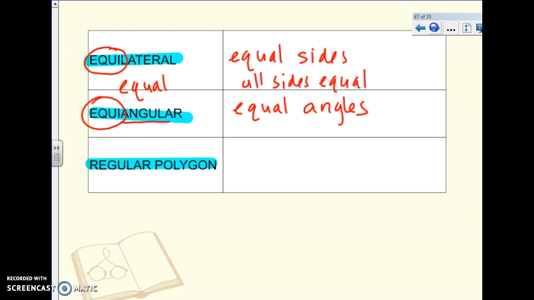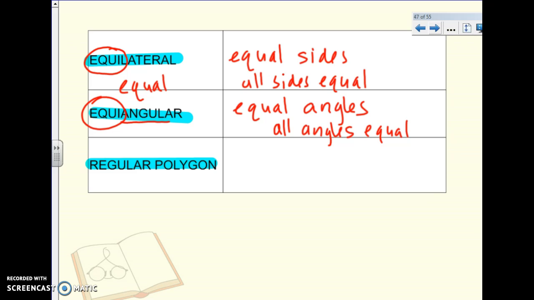And you know about probably an equilateral triangle already. All angles equal. So an equilateral triangle is also going to be equiangular, and we'll get into that some more later. But that's not the case for every single kind of polygon.